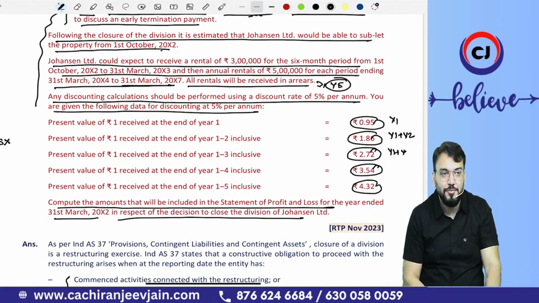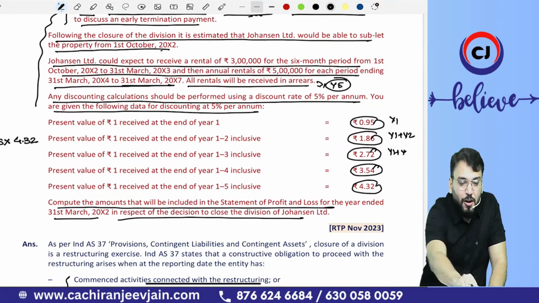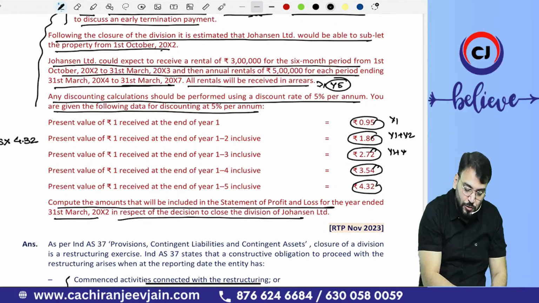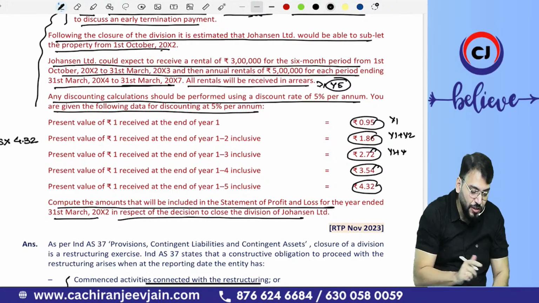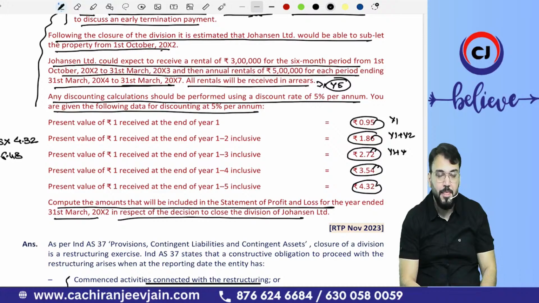What will be the present value? It is payable at the end of each year, right? You need to calculate present value. So 1.5 into what? 4.32. So this is the amount of payment. How much is it coming? 1.5 into 4.32 is equal to 6.48. Correct. This you have understood.